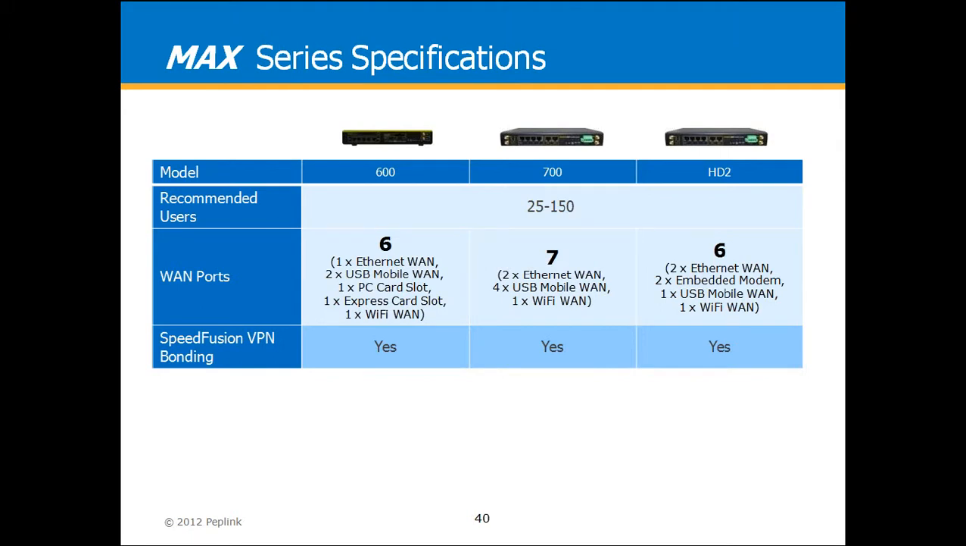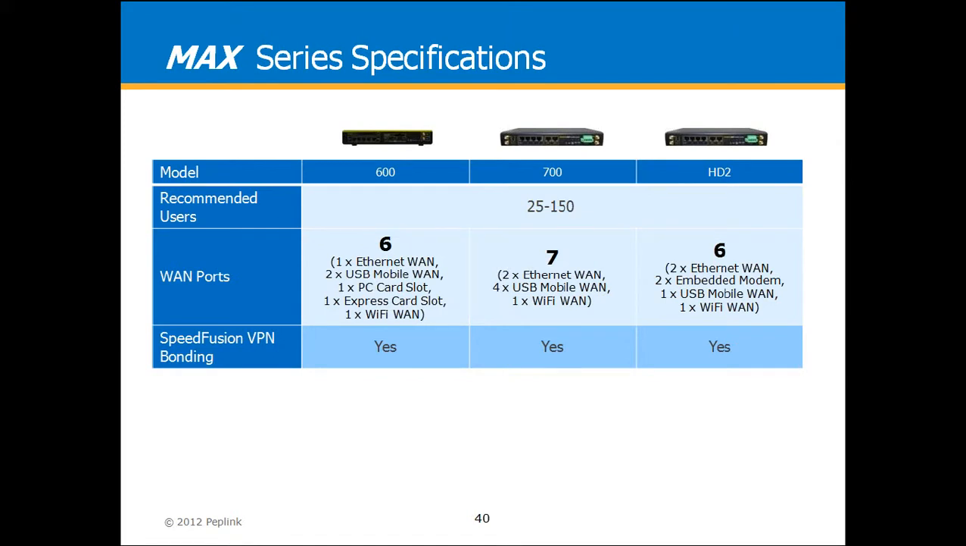Our Max Mobile series, the Max 600 actually is becoming end of life here. We've moved on to the Max 700 and the HD2. The Max 700 for its WAN ports, we have 4 USB connections for connections to modems, 2 Ethernet WAN ports for connections to a cable, DSL, a satellite modem, a Wi-Fi modem, anything with Ethernet, and also Wi-Fi as a WAN connection as well.